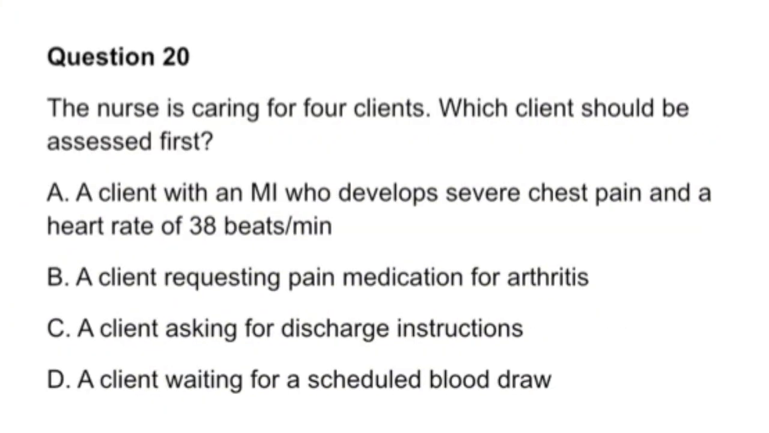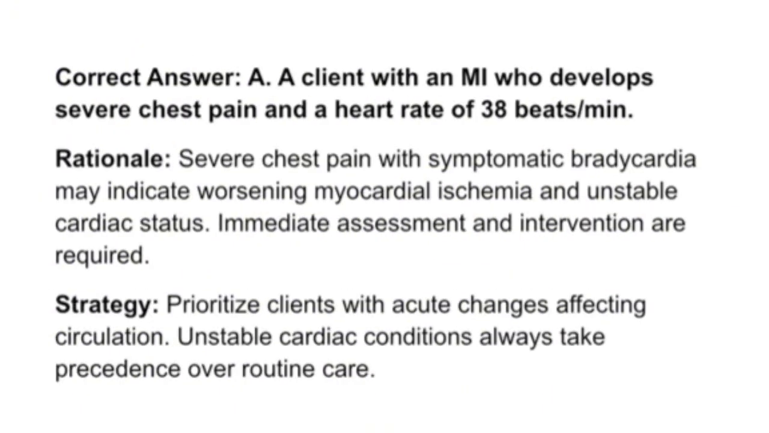Question 20. The nurse is caring for 4 clients. Which client should be assessed first? A. A client with an MI who develops severe chest pain and a heart rate of 38 beats/min. B. A client requesting pain medication for arthritis. C. A client asking for discharge instructions. D. A client waiting for a scheduled blood draw. Correct answer, A.